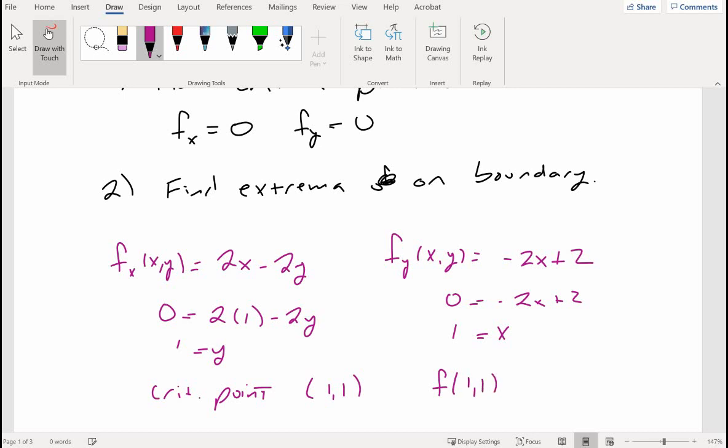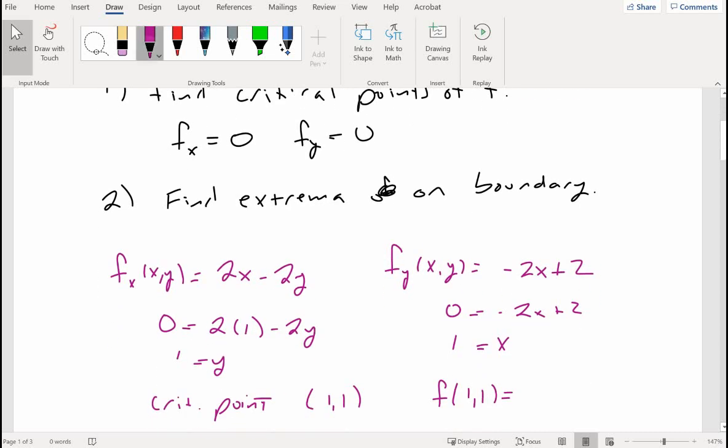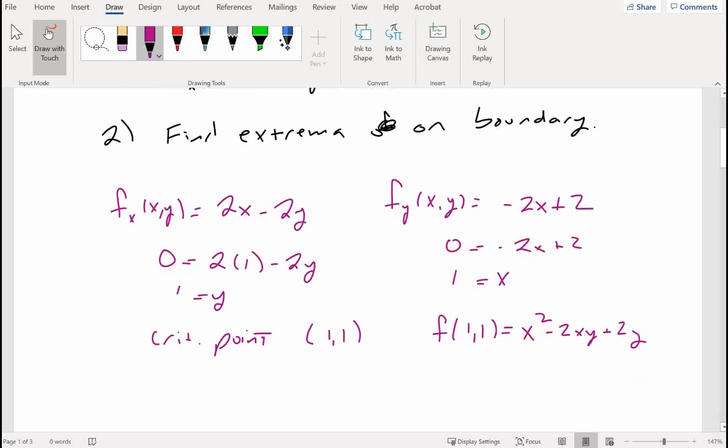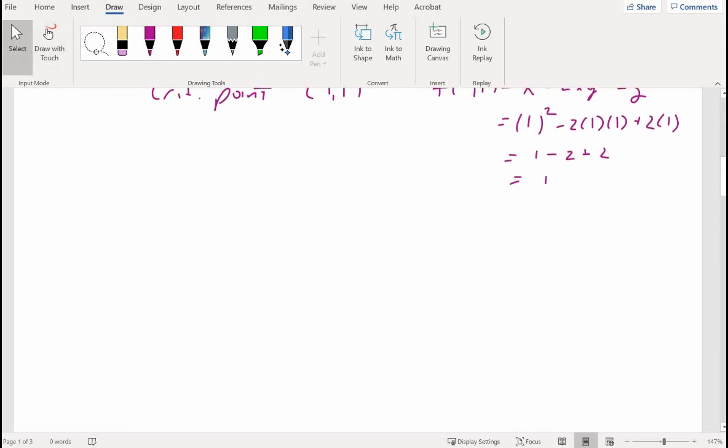Now, f of (1, 1): we evaluate the function, x squared minus 2xy plus 2y, substituting in the ones for all of those. So that's 1 minus 2 plus 2, which is equal to 1. So I'm getting a lot of ones here. Okay, so those are the critical points, and now we have to worry about the boundary.